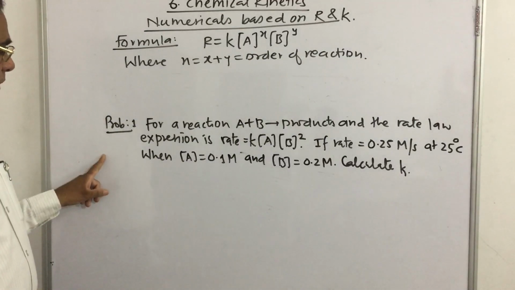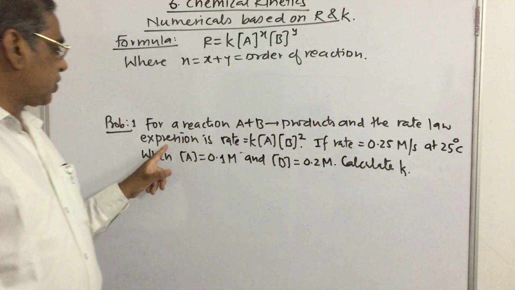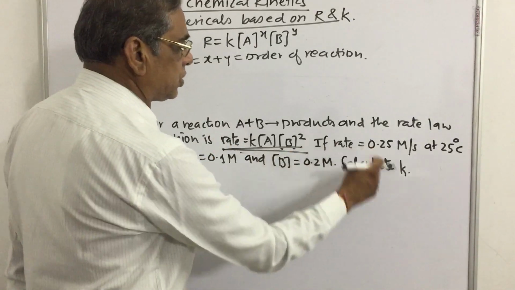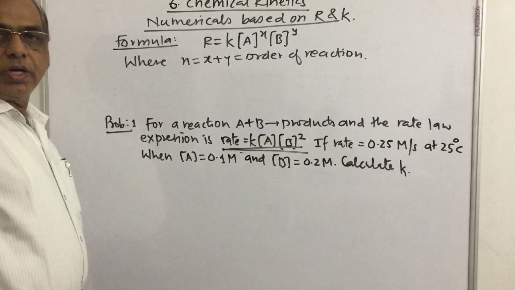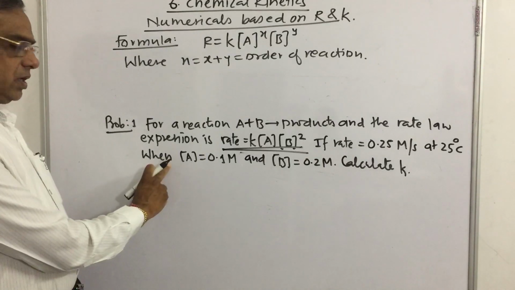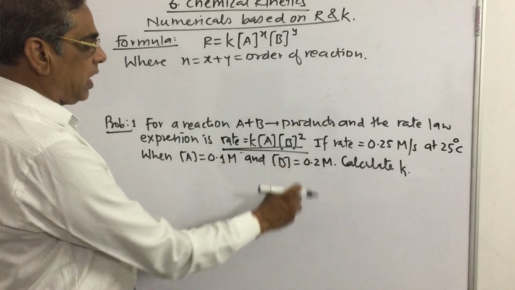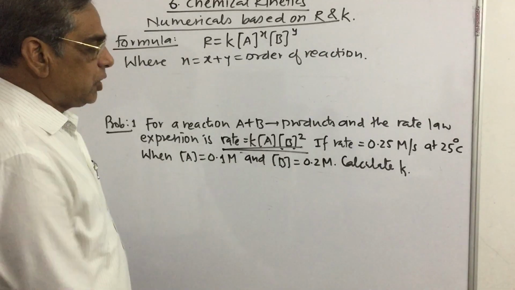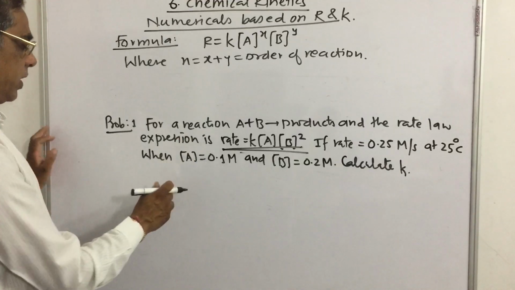Now consider problem 1, that is, for a reaction the rate law expression is given, and the data is given. If the rate is 0.25 molar per second, the concentration of reactant A is 0.1 molar and the concentration of B is equal to 0.2 molar solution. Calculate the K. Now how to solve it?